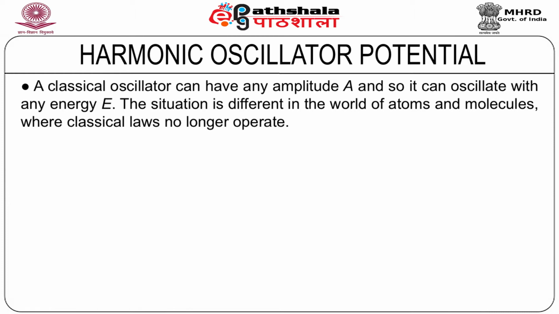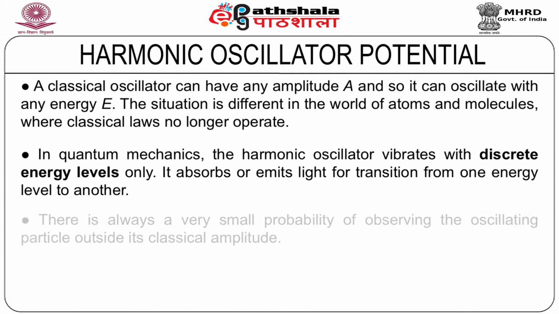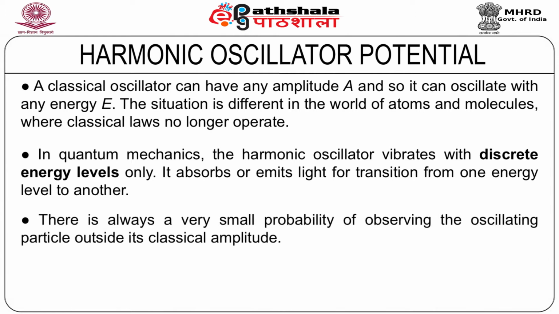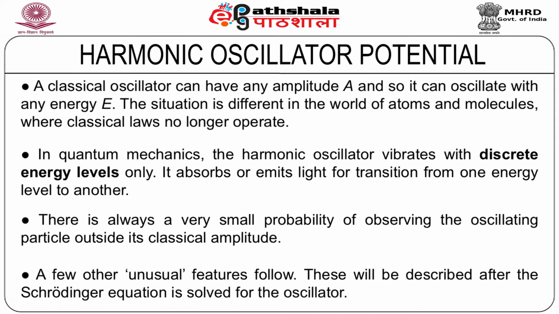The situation is different in the world of atoms and molecules, where classical laws no longer operate. In quantum mechanics, the harmonic oscillator vibrates with discrete energy levels only. It absorbs or emits light for transition from one energy level to another. There is always a very small probability of observing the oscillating particle outside its classical amplitude. Now, a few other unusual features follow. Well, this will be described after the Schrödinger equation is solved for the oscillator.